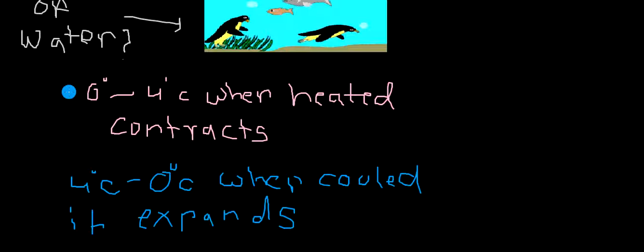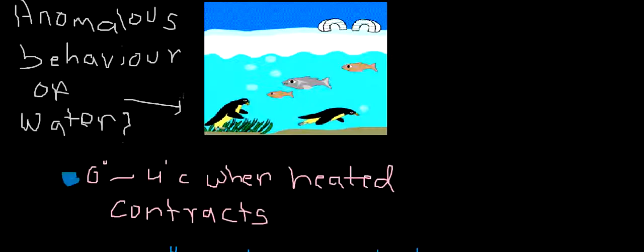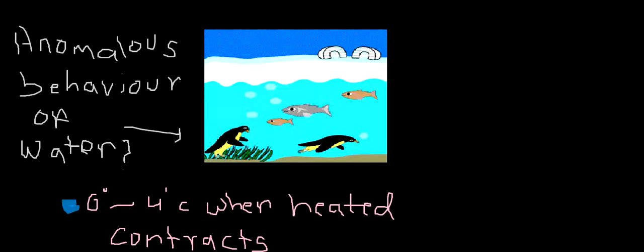And the other phenomenon. So water contracts when heated between 0 to 4 degrees Celsius, and water expands when it is cooled, when it is cooled from 4 degrees Celsius to 0 degrees Celsius. Now you may pause the video and guess the reason for this, which is based on the phenomenon of anomalous expansion of water that I explained you just a few seconds ago.